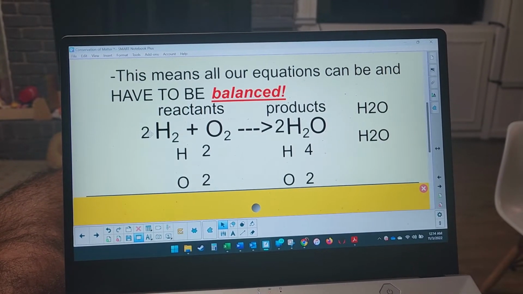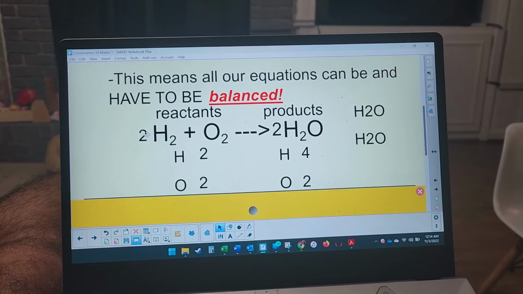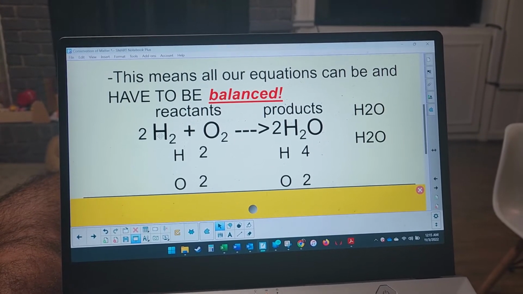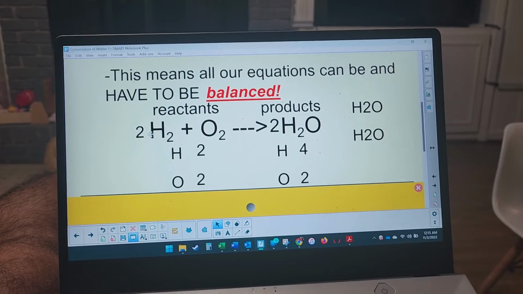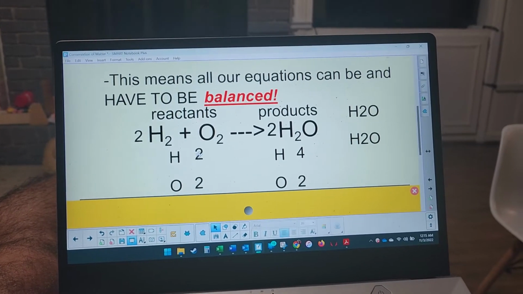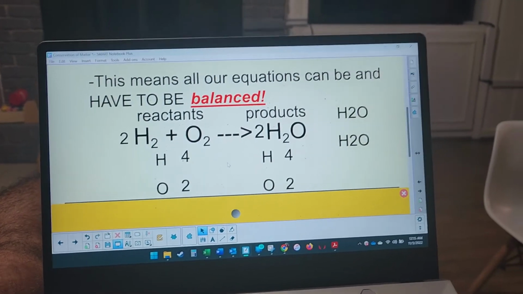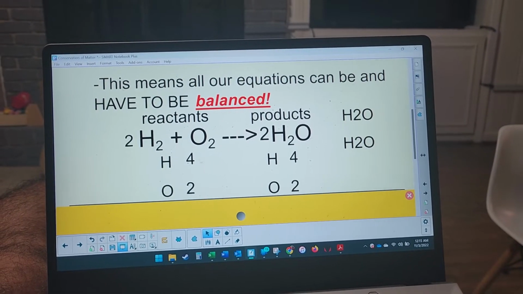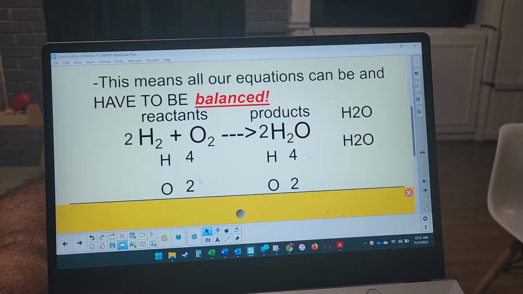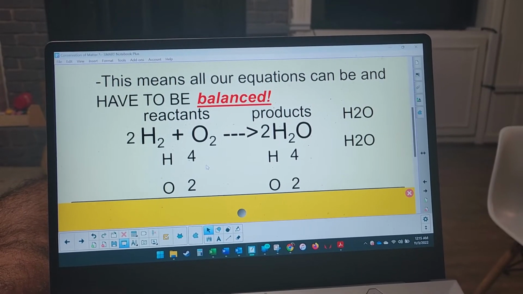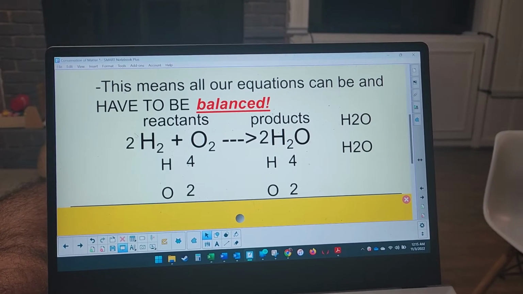Because what that means is there are 2 H2s. So simply put, that means 2 times 2. 2 H2s is 2 times 2. So this becomes a 4. Now if I look, I see the H's are both 4s, the O's are both 2s. This equation is now balanced.